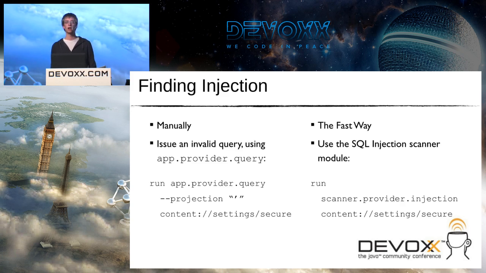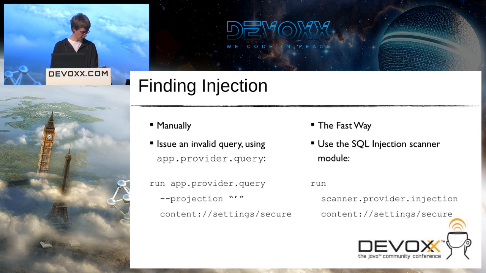So that's the manual way to find SQL injection. But we're developers and we don't like to do things the manual way. We'd like to do things fast. So we have an SQL injection scanner module in Mercury that you can just pass a package to, and it will go away and tell you if it's vulnerable to SQL injection.